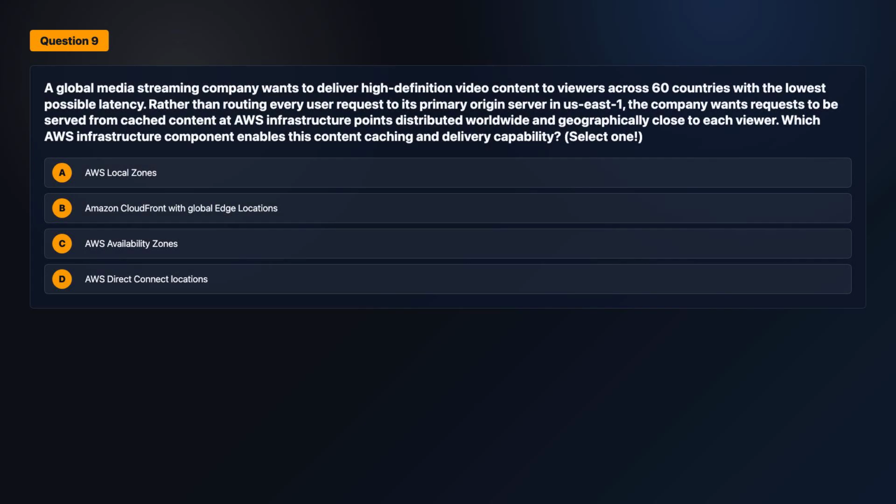All right, let's look at question 9. Quick check. A global media streaming company wants to deliver high-definition video content to viewers across 60 countries with the lowest possible latency. Rather than routing every user request to its primary origin server in US East 1, the company wants requests to be served from cached content at AWS infrastructure points distributed worldwide and geographically close to each viewer. Which AWS infrastructure component enables this content caching and delivery capability? Select 1. Review the answer choices on screen.